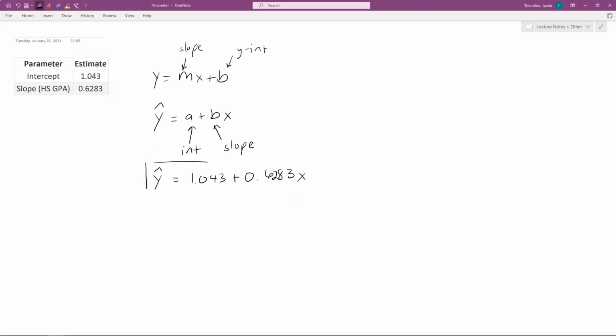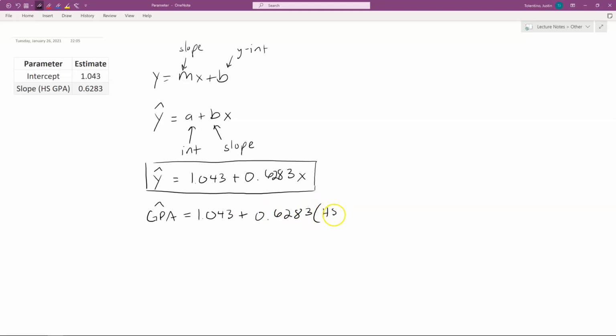And here we have our regression equation. This is the equation of the line that we can use to plug in some value for x, our high school GPA, and we can get a prediction for y, our college GPA. Sometimes, rather than using x and y, we choose to write it in words. For example, I might say we're going to predict their college GPA by taking 1.043 plus 0.6283 times their high school GPA. So notice we just put the actual label for our variable in, instead of the variable x.